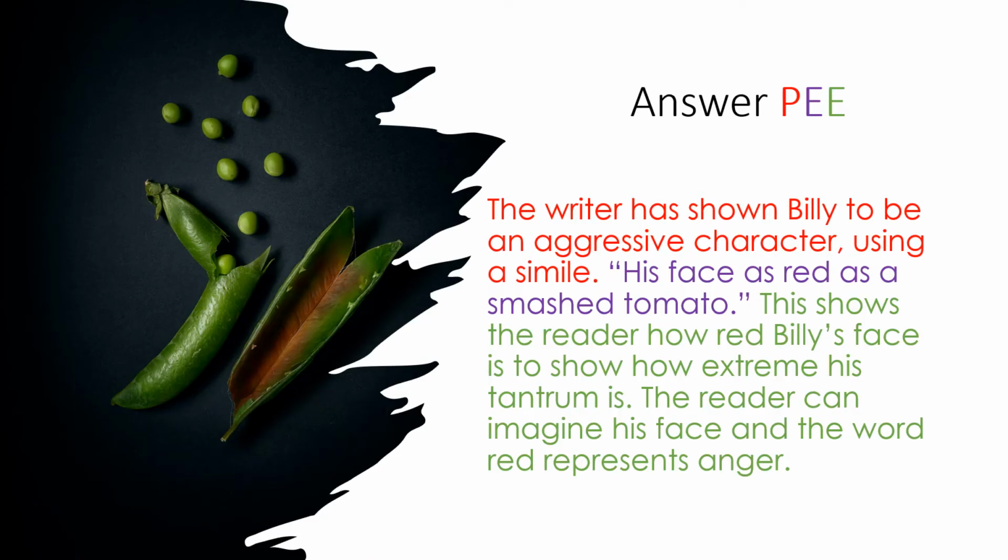So here's our answer, and I've labelled it into different colours. It says: "The writer has shown Billy to be an aggressive character, using a simile, 'his face as red as a smashed tomato.'" So I've briefly mentioned what the writer is trying to do, and I've included the quote, but this green bit here is where we get our marks. This is what we call the language analysis. "This shows the reader how red Billy's face is to show how extreme his tantrum is. The reader can imagine his face, and the word red represents anger."